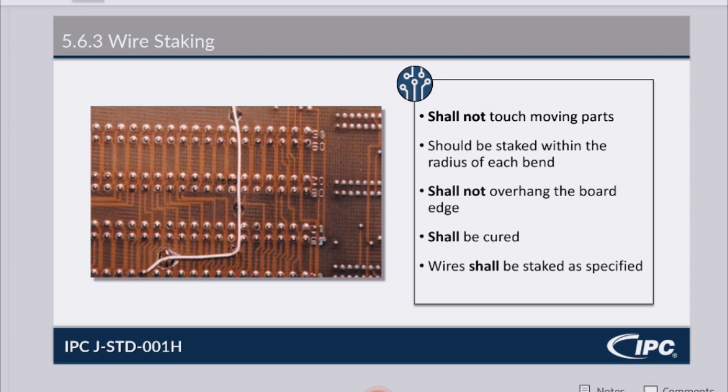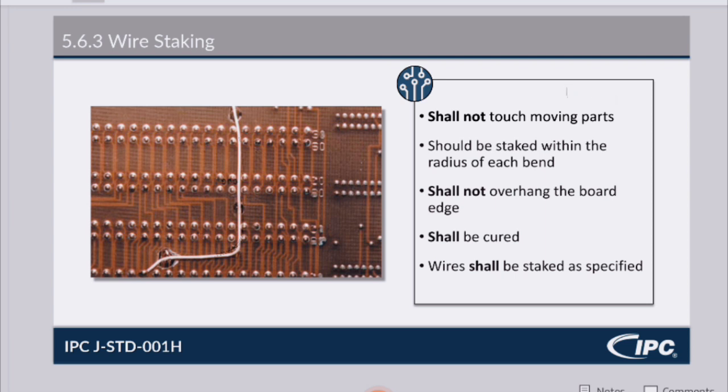Wire staking. Staking applied to wires shall not be allowed to touch any moving parts. Staking should be applied such that it is sufficient to secure the wire with no spillover onto component leads, adjacent lands, component bodies, or end seals that may be sensitive, glass or ceramic. Wire should be staked within the radius of each bend for change of directions. For when it goes around like this, it shall be staked at a bend radius. It can't be too sharp. Staking material shall not overhang the board.